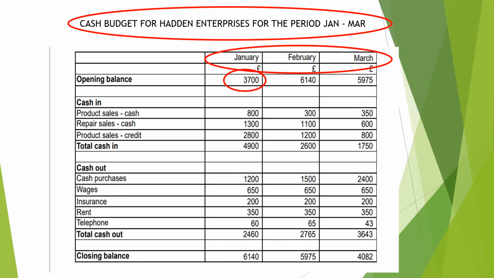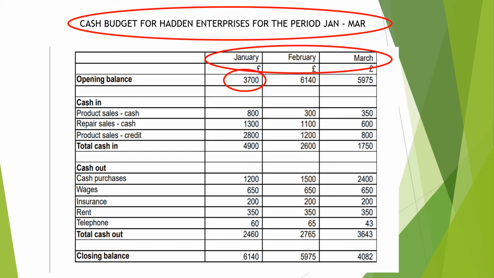So what we have here at the left-hand side is product sales, cash sales, repair sales. It could be that I'm selling, for example, vacuum cleaners, but I also do repairs of vacuums or straighteners or whatever it happens to be. Now, because they're cash sales, the money is going to be coming in there and then. So the 800 and the 1300 are where we think we're going to receive money for sales in the month of January.